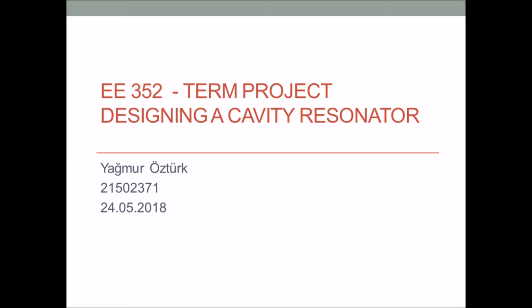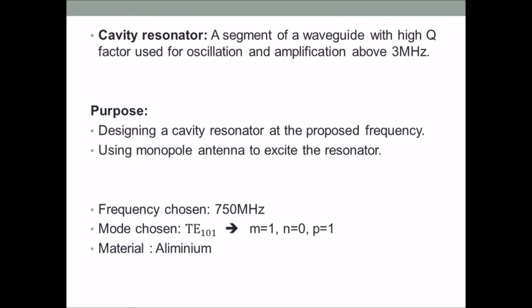In this project, we're required to design a cavity resonator at an arbitrary resonant frequency between 500 MHz and 1.5 GHz. A cavity resonator is a segment of a waveguide with high quality factor, and it is used for oscillation and amplification purposes generally. And cavity resonator is an efficient tool to work with at higher frequencies than 3 MHz.